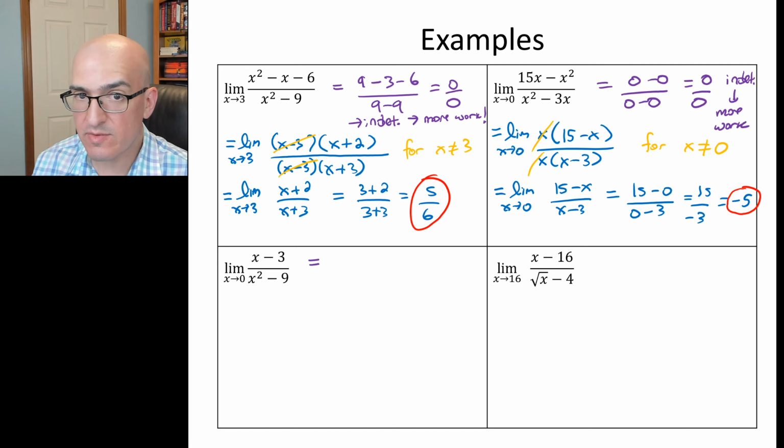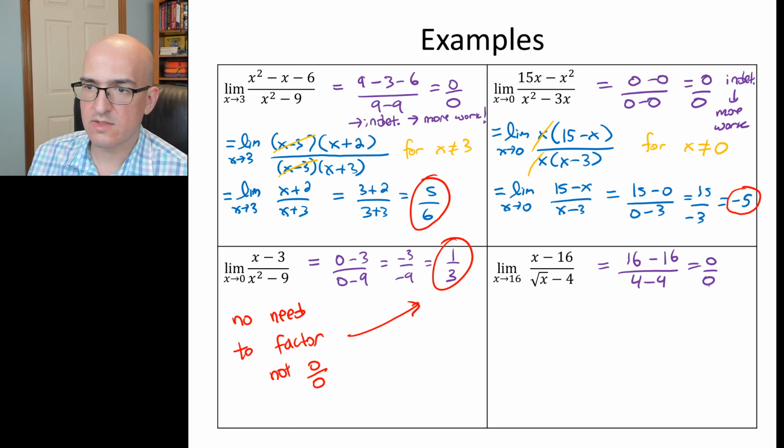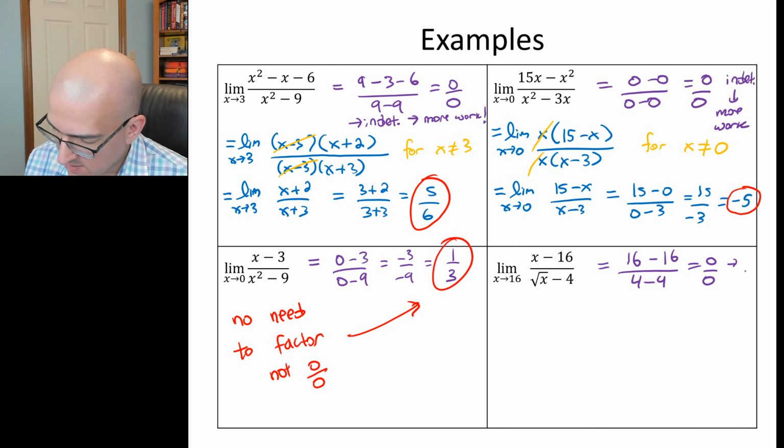Okay, next one. Will it talk, or will we have to make it talk? 16 minus 16 over square root of 16 is 4. 4 minus 4. 0 over 0. We have to make it talk. It's indeterminate. More work.